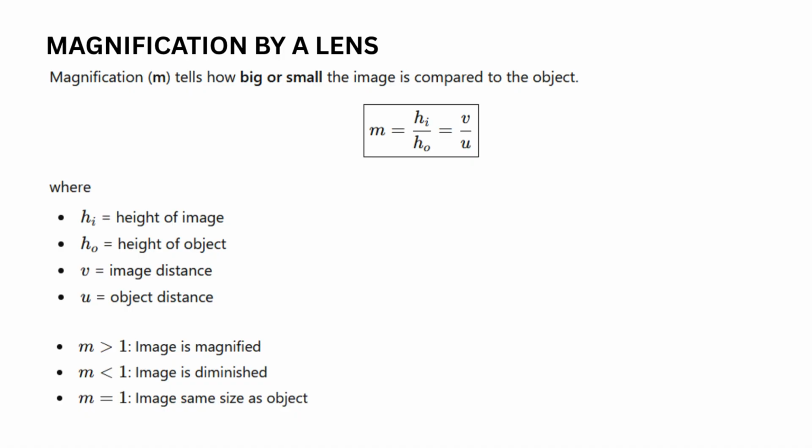Magnification by a lens. Magnification tells how big or small the image is compared to the object. The formula is M equals HI by HO, which is also equal to V by U, where HI is height of the image, HO is height of the object, V is image distance, and U is object distance. If M is greater than 1, the image is magnified. If M is less than 1, the image is diminished. If M equals 1, the image is the same size as the object.